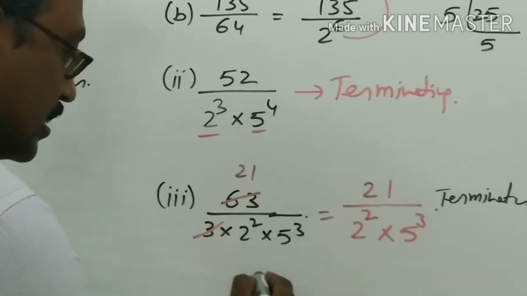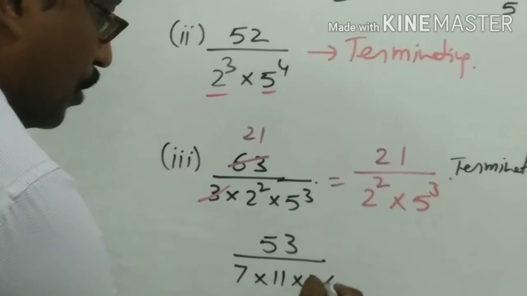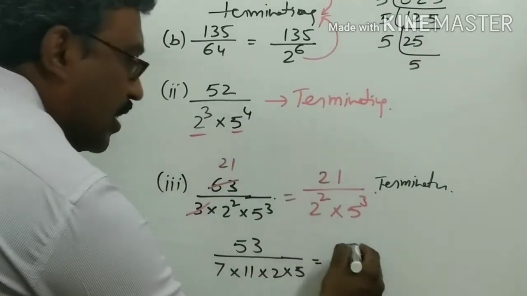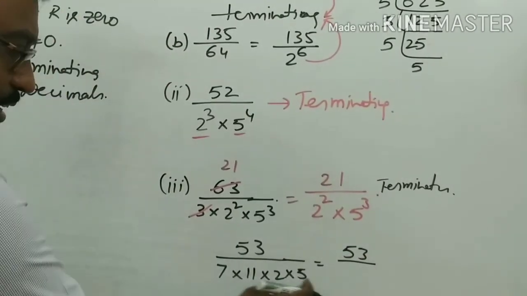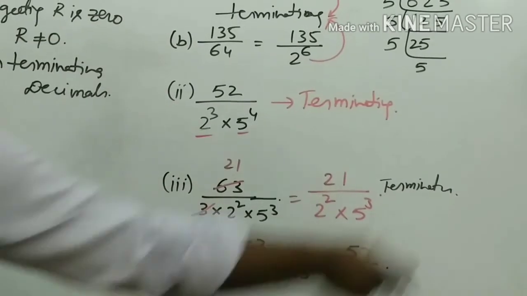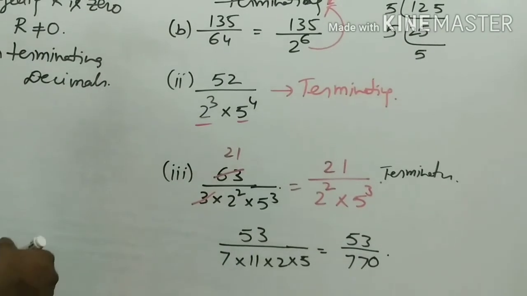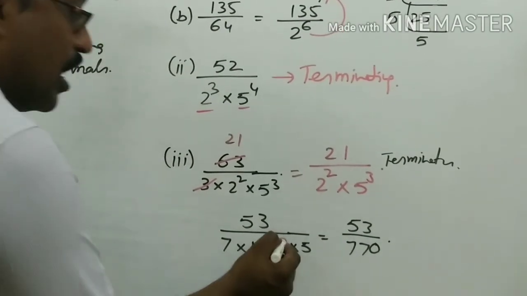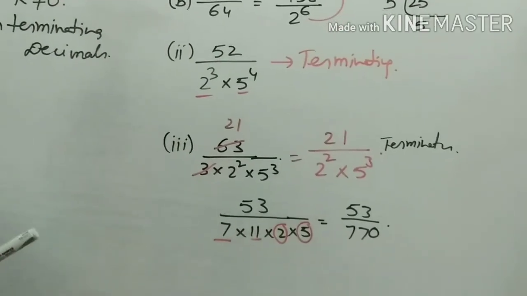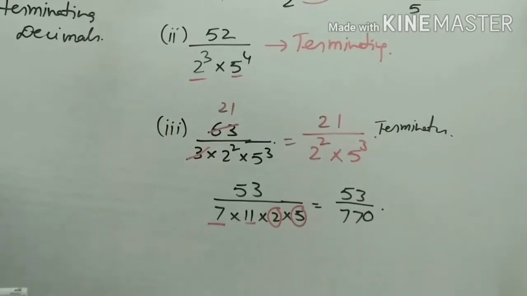Suppose some 53 is there, over 7 into 11 into 2 into 5. That means 53 by 770, after prime factorization. Is it terminating? No. Of course 2 and 5 are there, but an extra 7 and 11 are also there. Only 2 and 5 should be there. Other than that, there should not be anything in the denominator.